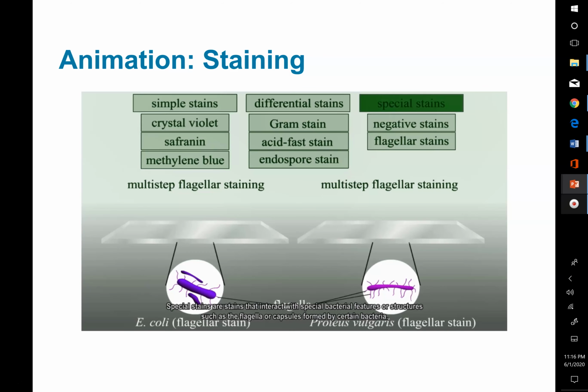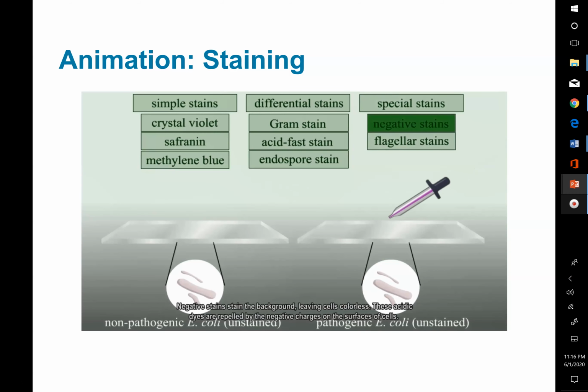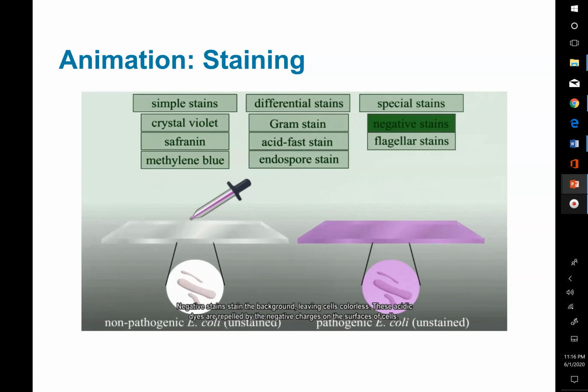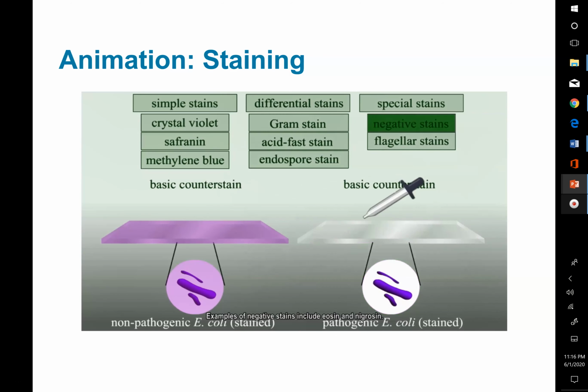Special stains are stains that interact with special bacterial features or structures such as the flagella or capsules formed by certain bacteria. Negative stains stain the background, leaving cells colorless. These acidic dyes are repelled by the negative charges on the surfaces of cells. Examples of negative stains include eosin and nigrosin.